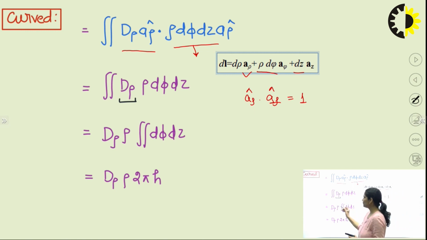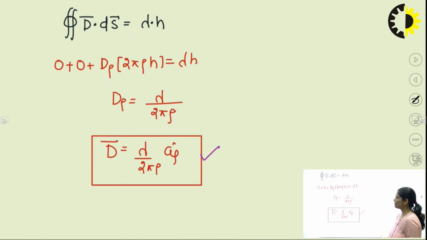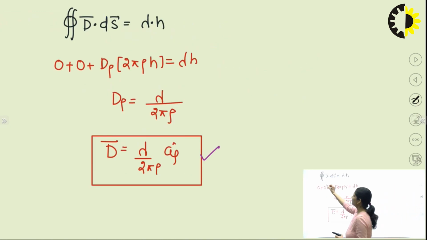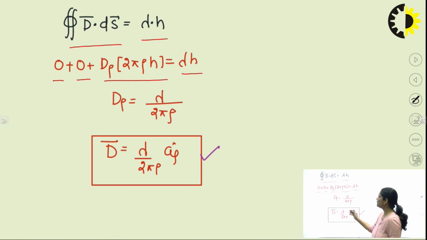Now here D_rho you can take common, rho you can also take common, because we don't have a differential part of rho. So you can integrate the part of dphi and dz. Finally you will get D_rho 2 pi rho h. So this is the output for this D dot dS. Now D dot dS is equal to lambda h. Now put the value for top, bottom and the curved part. So the curved part is D_rho 2 pi rho h equal to lambda h. So from this equation you can find D_rho is equal to lambda upon 2 pi rho.